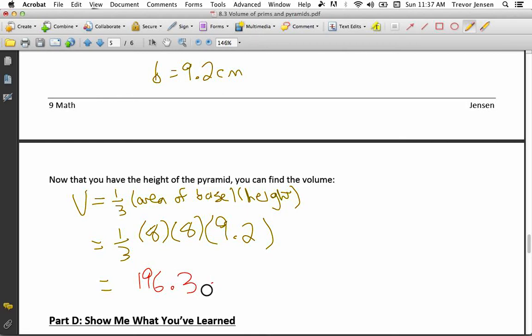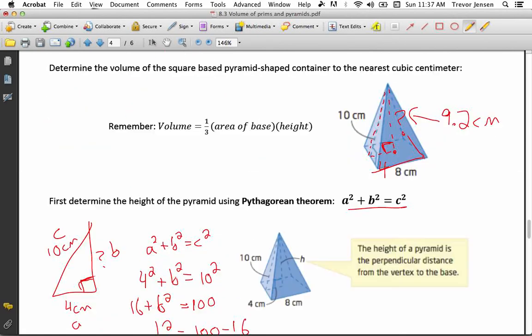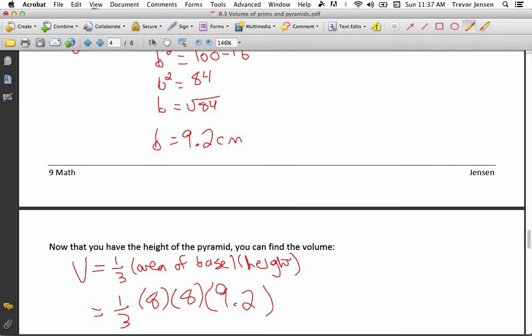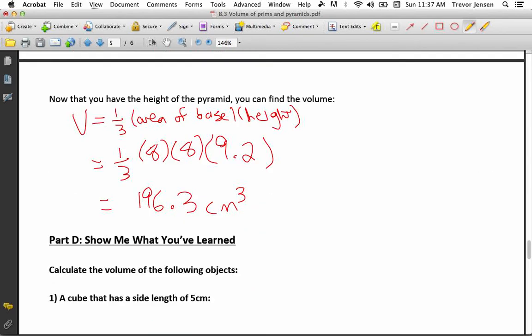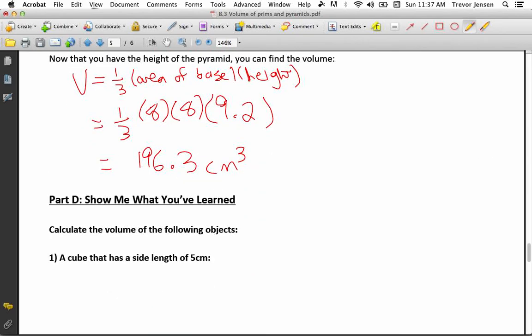196.3. And we're in centimeters cubed. Whenever you're finding volume, we're in units cubed. So the volume of this pyramid is 196.3 centimeters cubed.